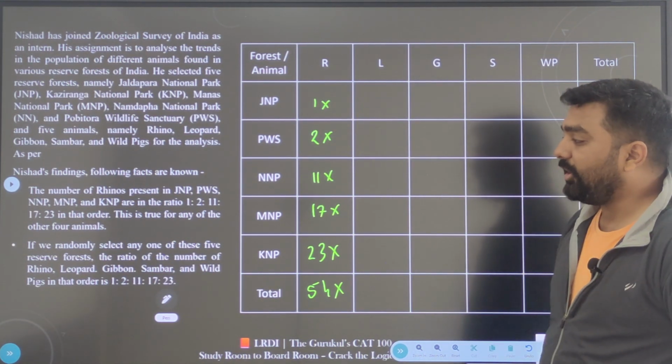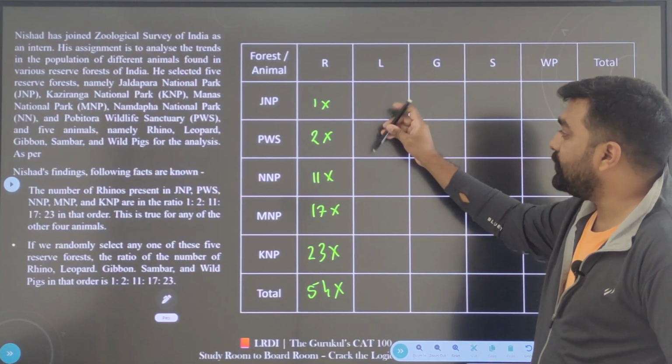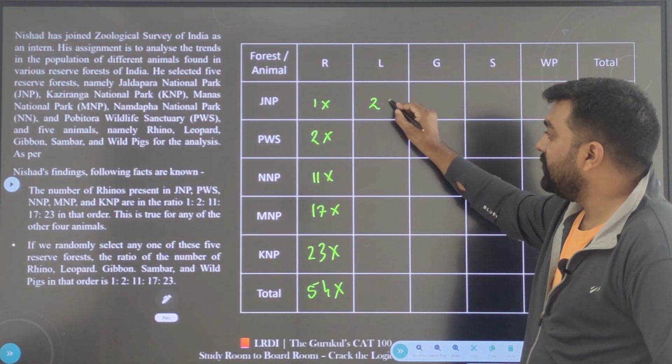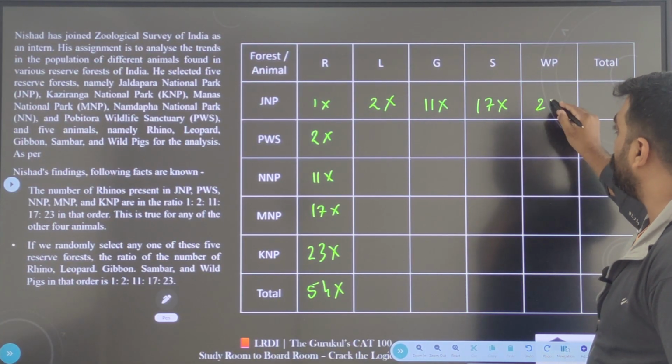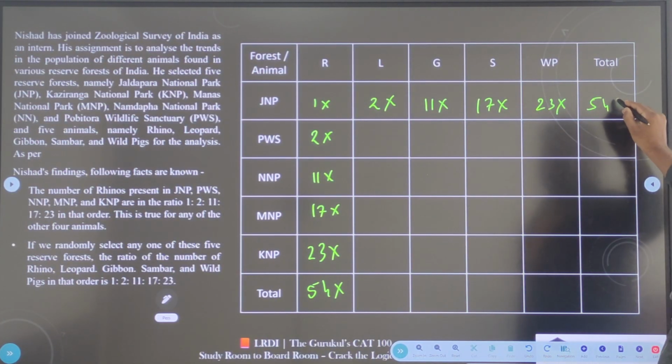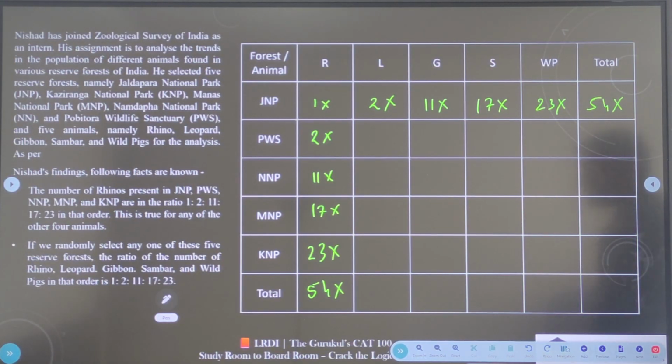Let us say I am selecting JNP. It should be in the ratio. If this is 1x, this should be 2x, this should be 11x, this should be 17x, this should be 23x. This is 54x. Clear with this information? Okay.